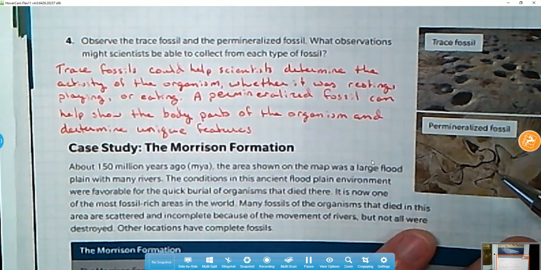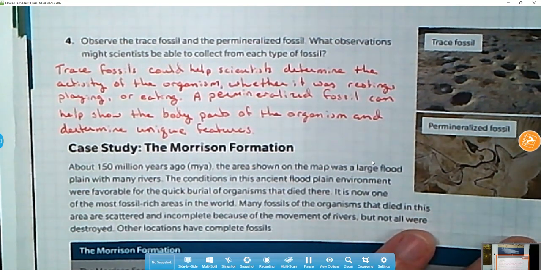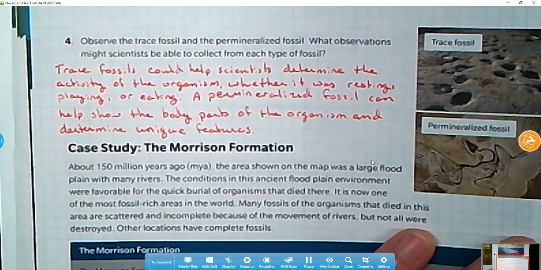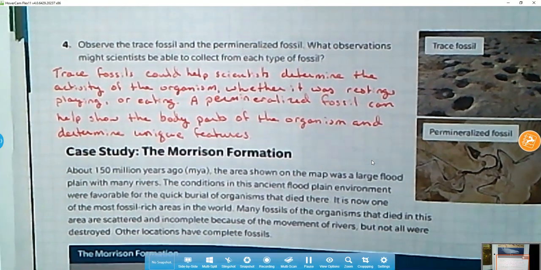These permineralized fossils can help show the body parts of organisms and determine some of the unique features. So if we look at this fossil right here, we can see that it had some unique features, like even feathers coming off of it. Okay, so we can see that that's maybe one of the first birds, when we think of a bird, and this was maybe one of them right here.